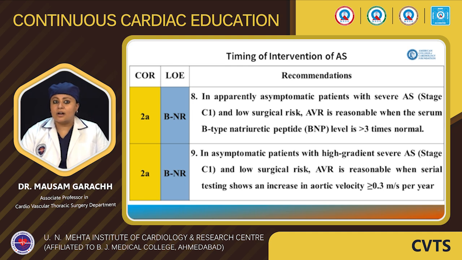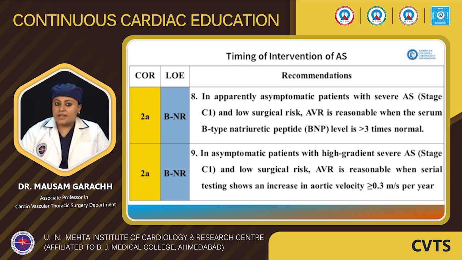Now Class 2A, level of evidence B-NR: in an apparently asymptomatic patient with severe aortic stenosis, stage C1, and low surgical risk, AVR is reasonable when the serum BNP level is greater than 3 times normal.